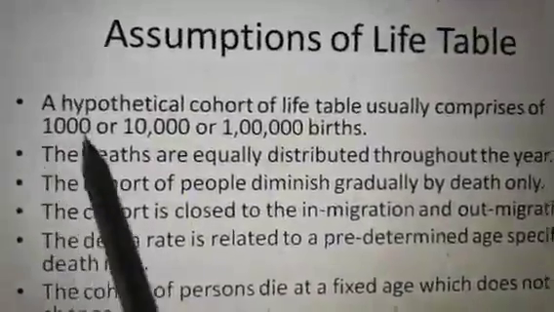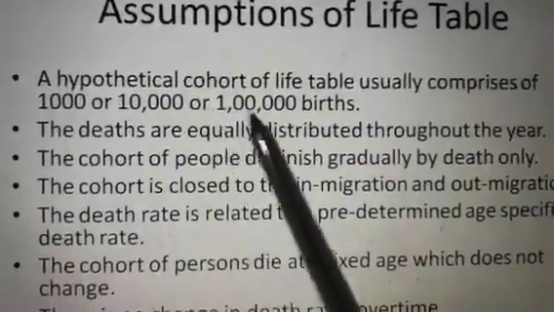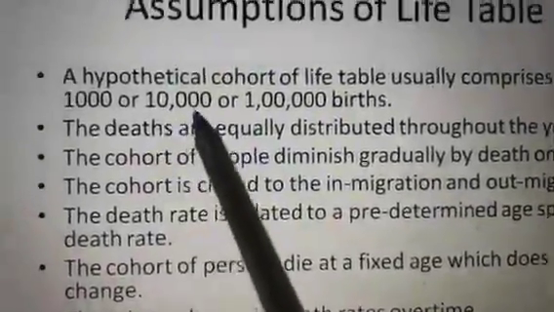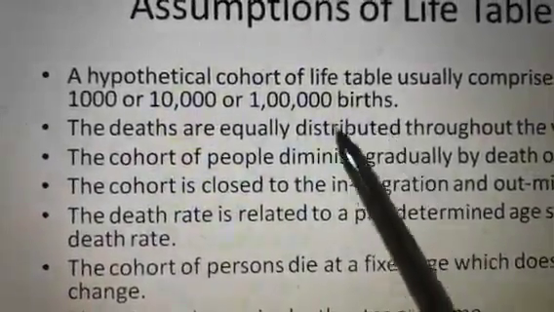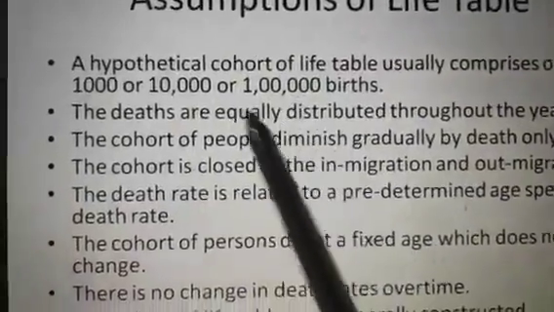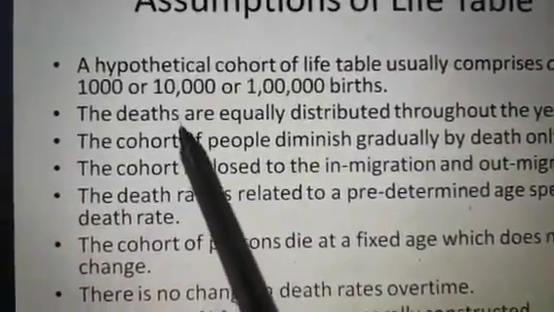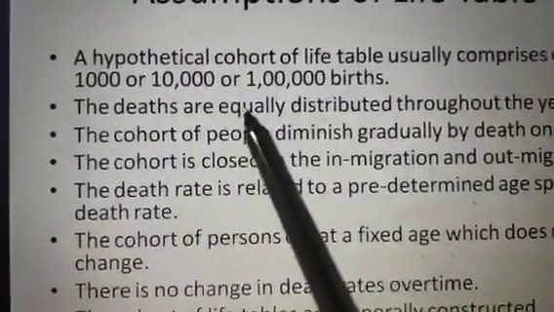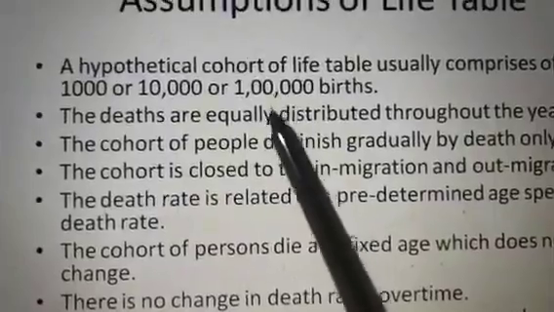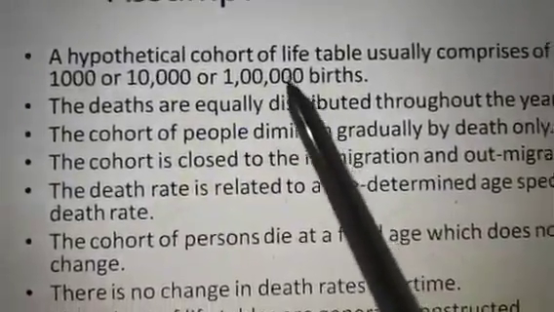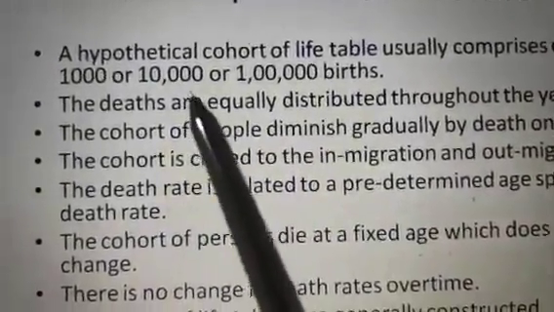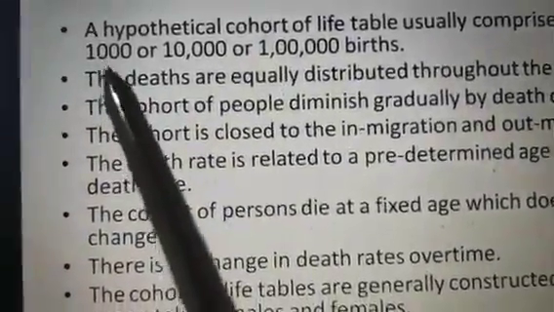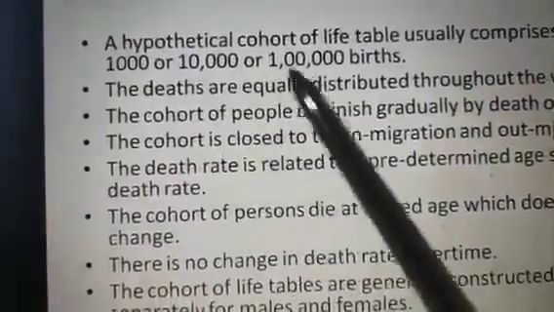Let us start with a hypothetical cohort. A life table usually comprises 1,000, 10,000 or 1 lakh births. So anybody could calculate this life table in 1,000, in 10,000 or in 1 lakh. Generally in the USA, their estimation of death is per lakh, and in our country it is per 1,000. So this varies from this figure, but on average, we have to calculate this measurement hypothetically.